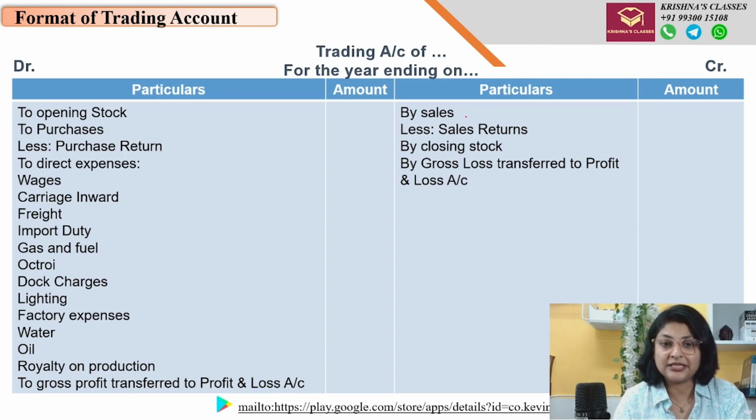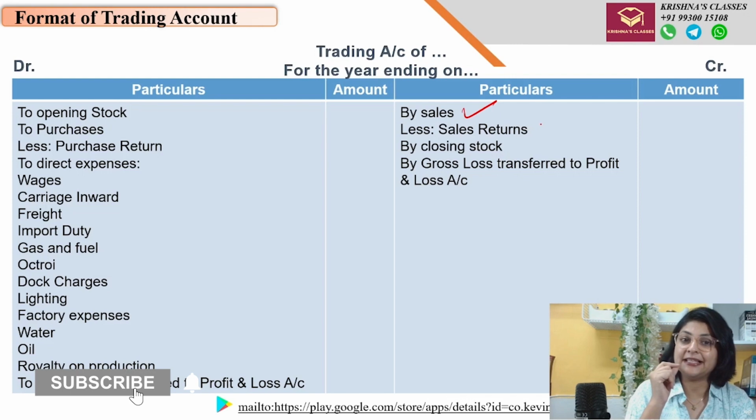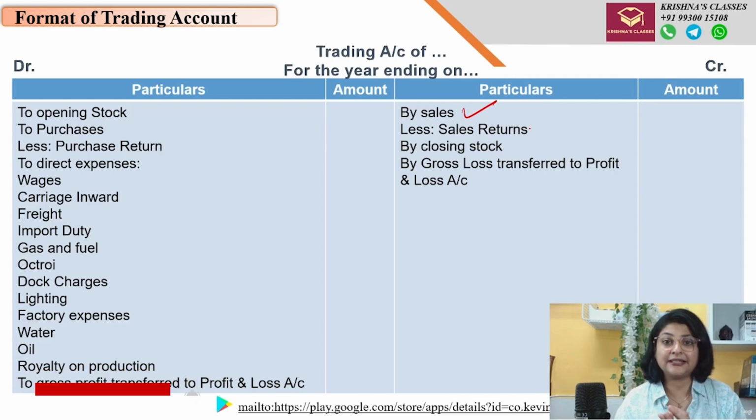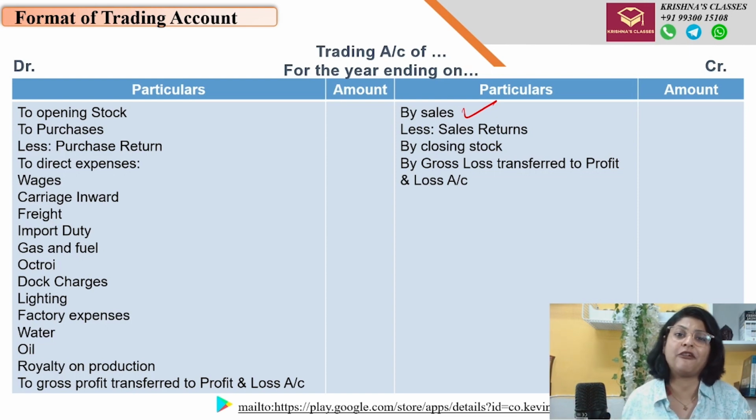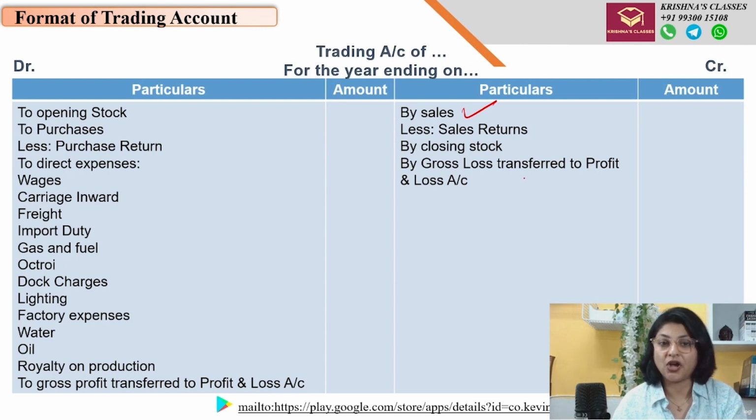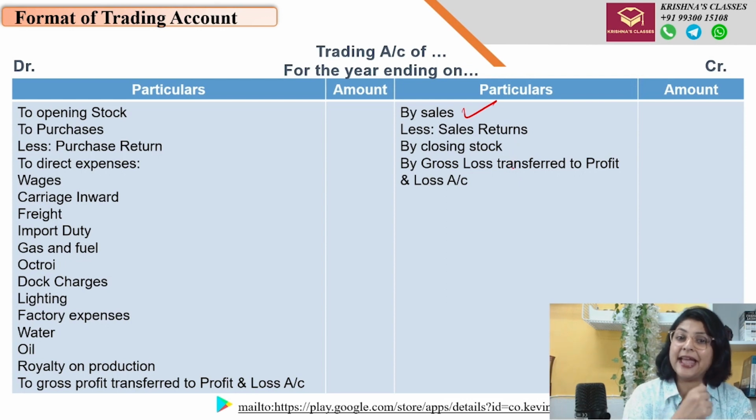So here comes the sales. Then if there is any sales return, it is reduced from here. Sales means whatever goods we are dealing in, when we sell them to the customers, it is known as sales. Sales can be further divided into two parts: cash sales and credit sales. Cash sales means what you have sold and you have got the cash immediately. Credit sales is that kind of sales where you have sold the goods but you have not yet received the amount immediately. Then we talk about the closing stock. Closing stock is the stock at the end of the year. Then gross loss and gross profit, I will come to later.